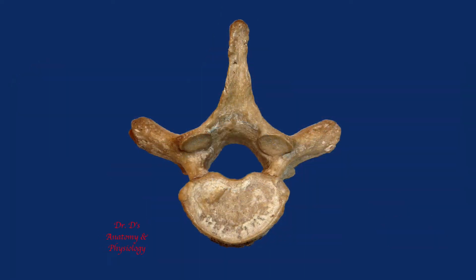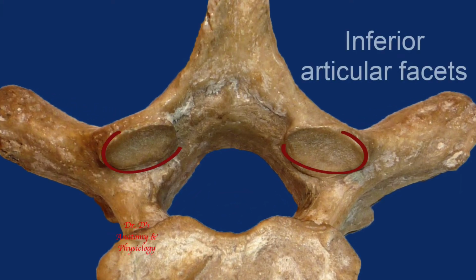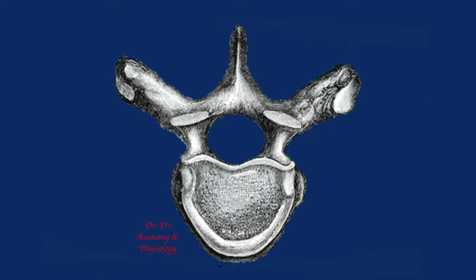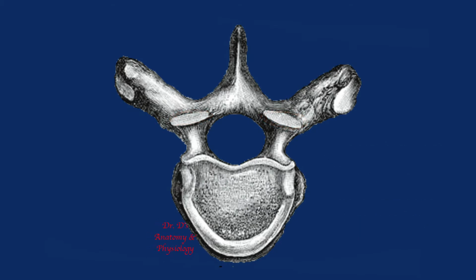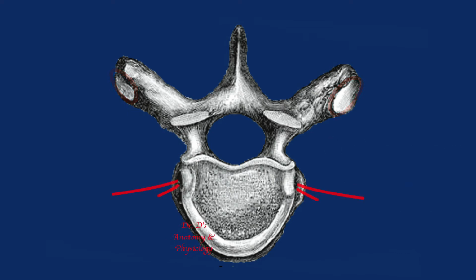This is an inferior view of our typical thoracic vertebra, and from this view we can see the inferior articular facets on the inferior articular processes. Notice how they're facing anteriorly. I like to turn to this drawing of a typical thoracic vertebra to again point out the superior articular facets, but also to note that on the transverse processes you can see articular facets, and also there are facets on the body.